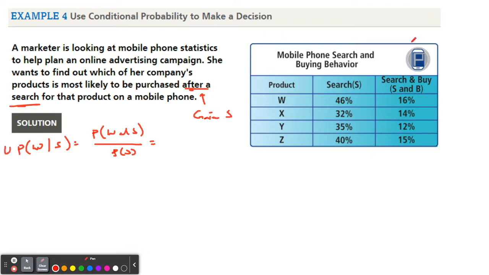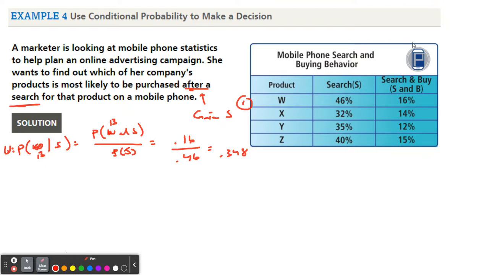So for product W, the probability that they buy, given that they search, is the probability of buy and search over the probability of search. This is my first problem. The probability that they search and buy is 0.16. The probability of the search is 0.46, and I divide those. When I divide them, I get 0.348.